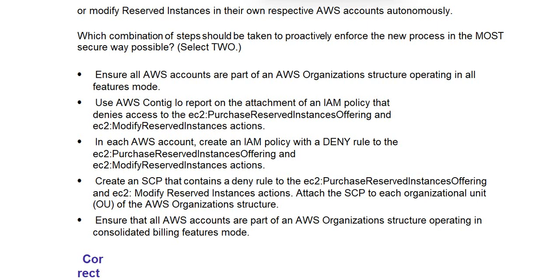Option D. Create an SCP that contains a deny rule to the EC2 purchase reserved instances offering and EC2 modify reserved instances actions. Attach the SCP to each organizational unit (OU) of the AWS Organizations structure. Option E. Ensure that all AWS accounts are part of an AWS Organizations structure operating in consolidated billing feature mode.